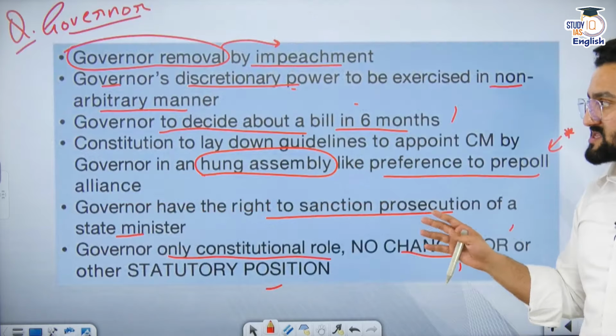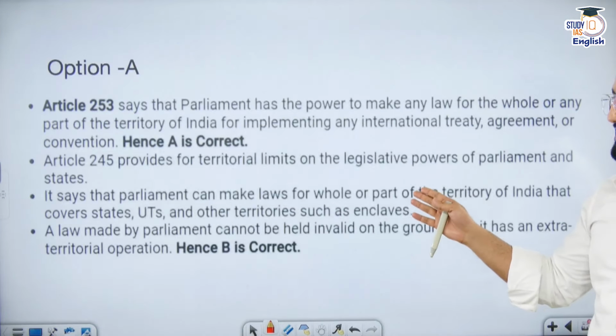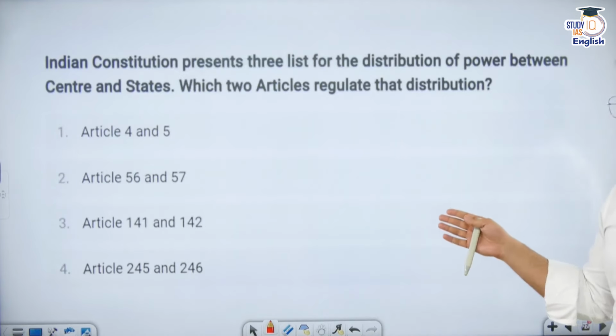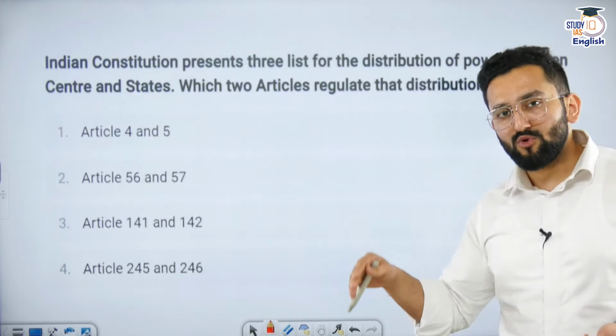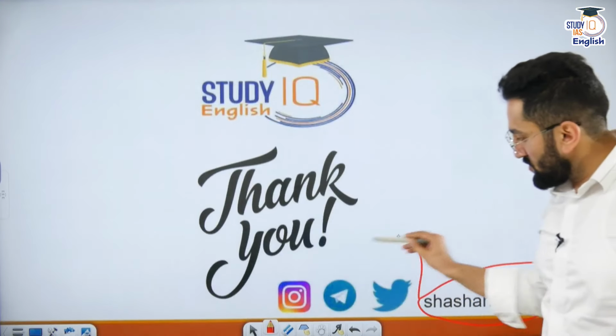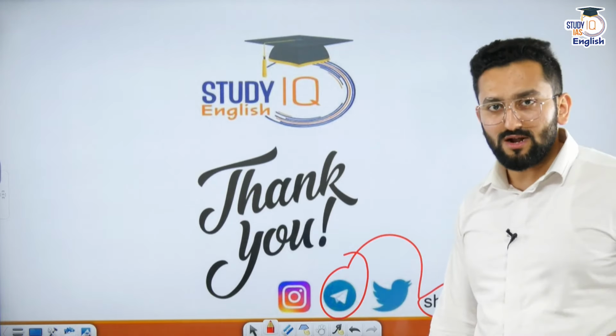Okay. Apart from this, I've added some MCQs in this PDF. After you go through this video, I'll ask you to go through this PDF. This PDF will be uploaded in this Telegram group, Shashank Tyagi, for you, tonight, and you can actually go through these MCQs and attempt them.